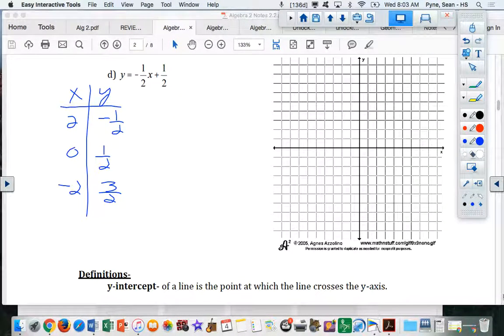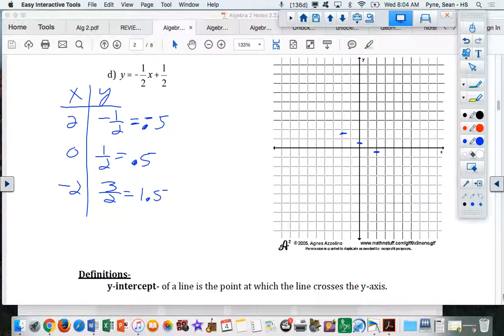All right, so I plot my points. 1, 2. Now, if I'm going down -1/2, guys, just go in between 0 and -1. Plot that point. 0 and 1/2. We're not going to move left or right. We're just going to go up a half. And -2 and 3/2. You're going to go -2, up 1, and then 0.5. You guys might like to look at these as decimals. They might make your life easier for plotting.